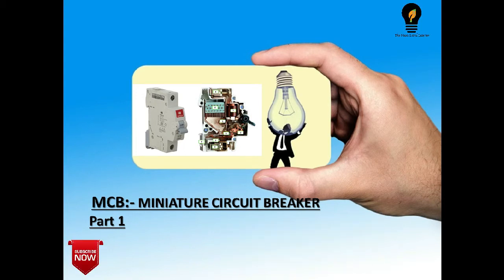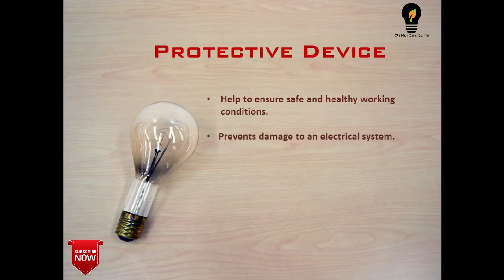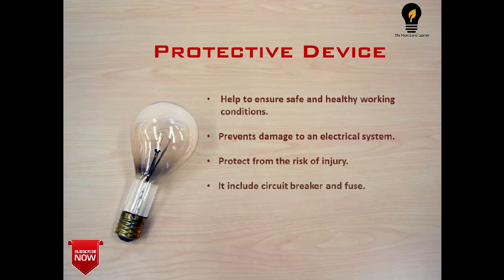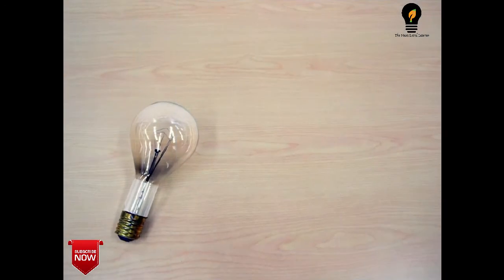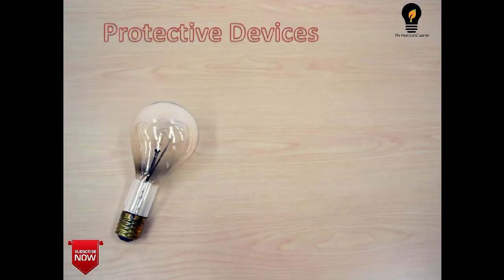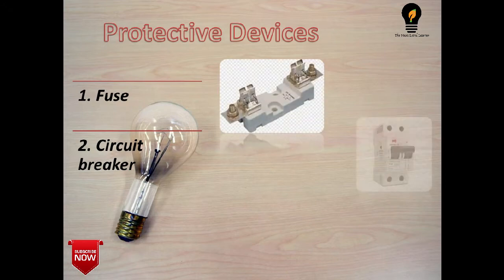Let's get started. Let us see the need of protective devices. It helps to ensure safe and healthy working conditions, prevent damage to an electrical system, and protect from the risks of injury. It includes circuit breakers and fuses. Protective devices consist of fuse and circuit breaker. There are a number of types of fuse and circuit breakers like MCB, MCCB and ELCBs.